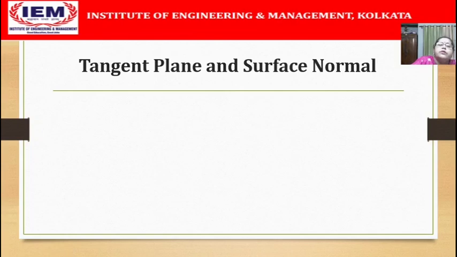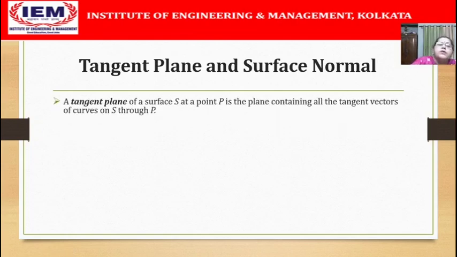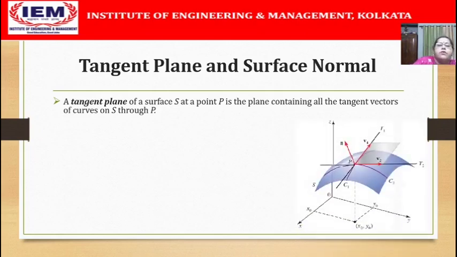Next, let us see some more important terms, tangent plane and surface normal. A tangent plane of a surface S at a point P is the plane containing all the tangent vectors of curves on S through P. Say here, S is the surface in the three-dimensional space, P is a point on S. So this is actually the tangent plane, the plane which contains all the tangent vectors of the curves on S which are passing through P.